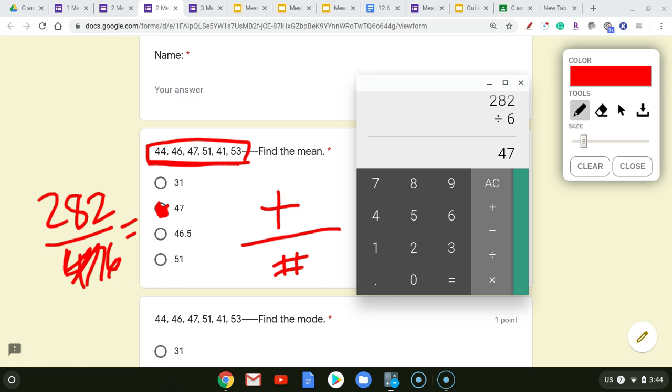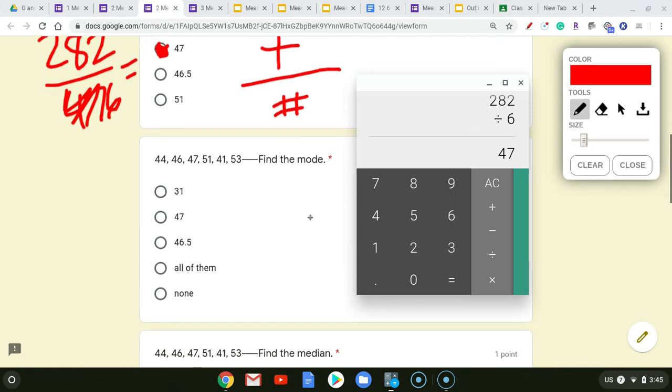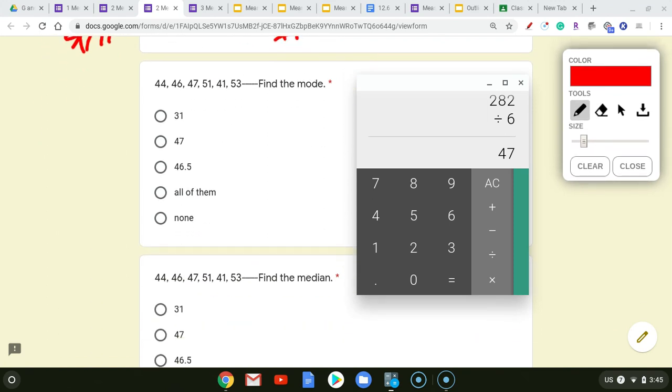Now, does 47 fit as being the average, that fair share amount with all those numbers? Yeah, you bet. There's some numbers more than 47, some numbers less than 47. So I can see 47 being that fair share, that equal point where everything is equal. So I like that answer. Let's go now and let's find the mode.